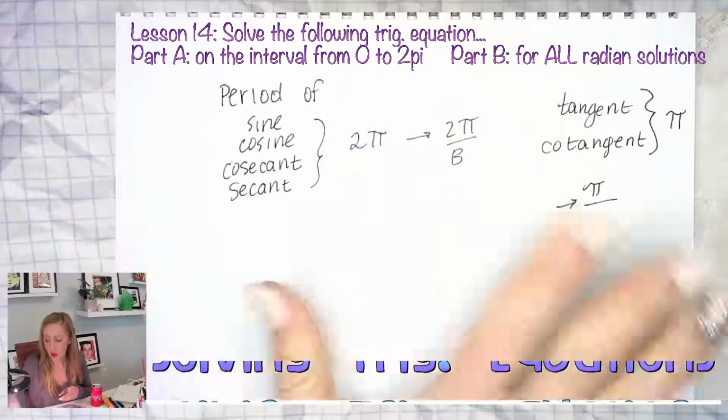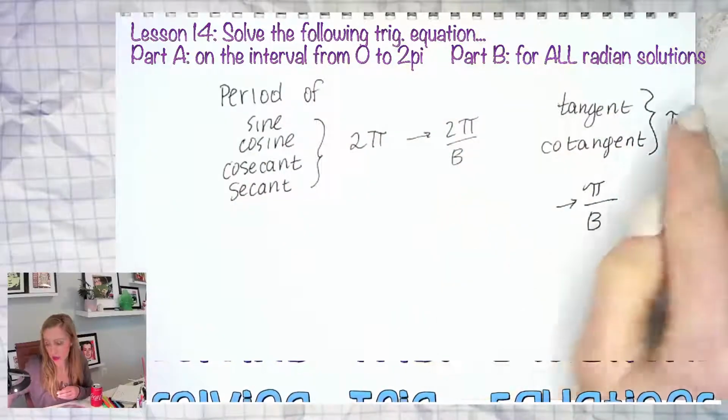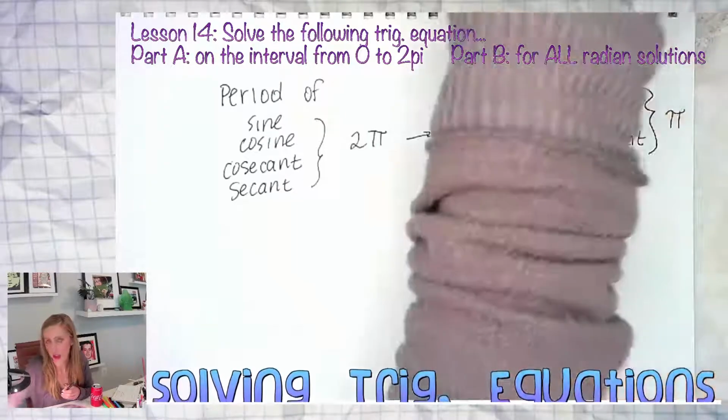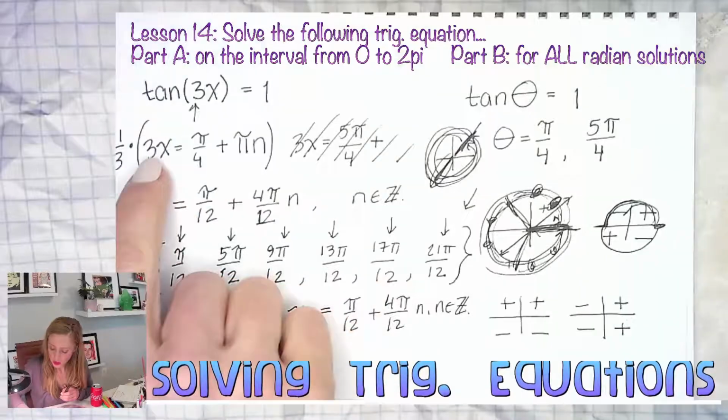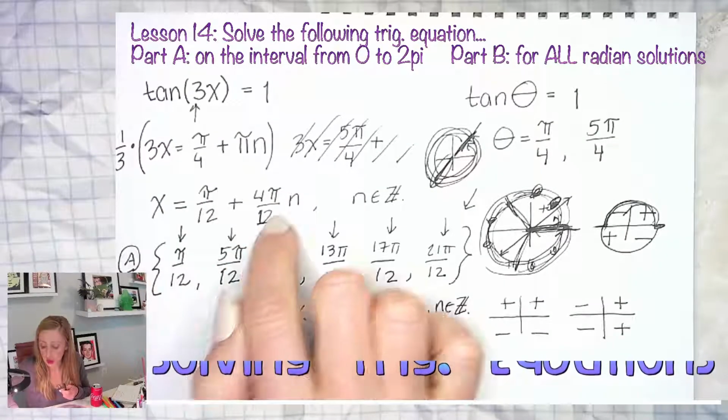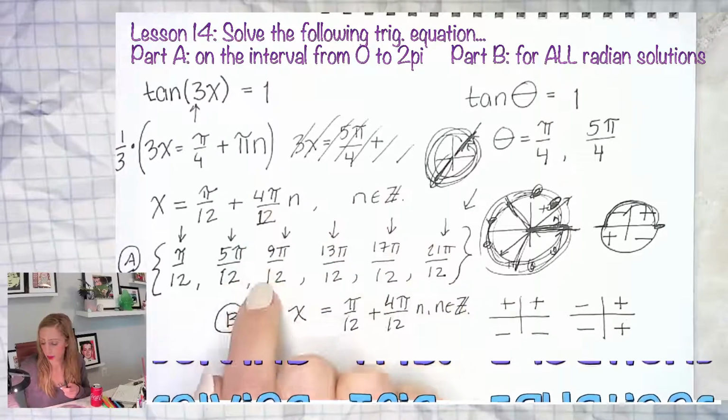Okay? So when you're writing those little general solutions for tangent and cotangent, we can use pi to get it started. However, remember, once we divide by that 3 or multiply by 1/3, it does change everything, including the pi or the 2 pi. All right?